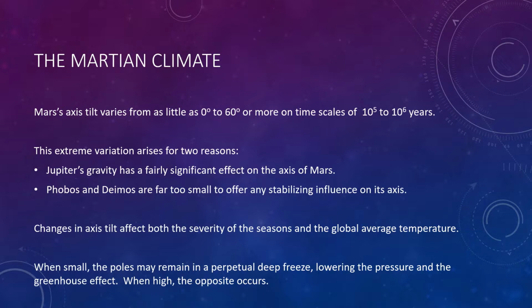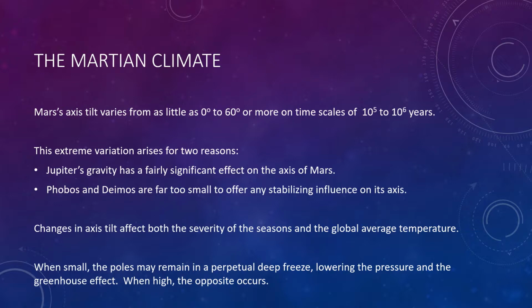Changes in axis tilt affect both the severity of the seasons and the global average temperature. When Mars's axis tilt is small, the poles may stay in perpetual deep freeze for tens of thousands of years. With more carbon dioxide frozen at the poles, the atmosphere then becomes thinner, lowering the pressure and weakening the greenhouse effect.